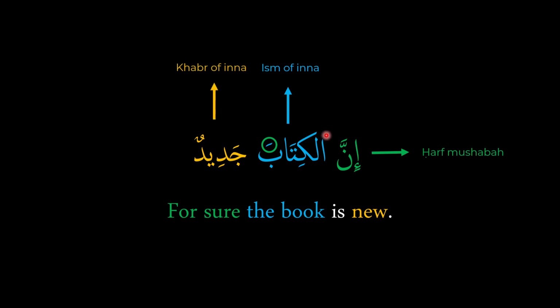We have our inna, which is our Ḥarf Mushabah, which is a type of sentence modifier. And it becomes innal kitaba, ba, right? Before it was kitabu, now it's kitaba because this is the mubtada. It targets it, makes it into a state of nasb, and it becomes the ism of inna. And now when it comes to the khabar, there is no change in terms of grammar. It is now just known as the khabar of inna, right? And it means for sure the book is new.